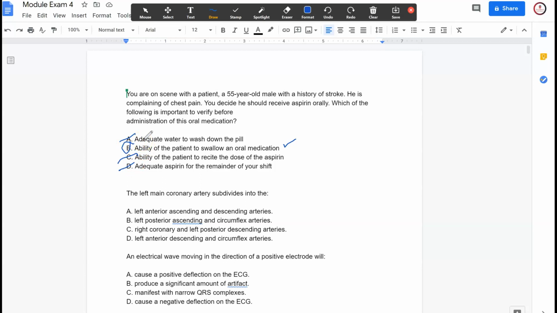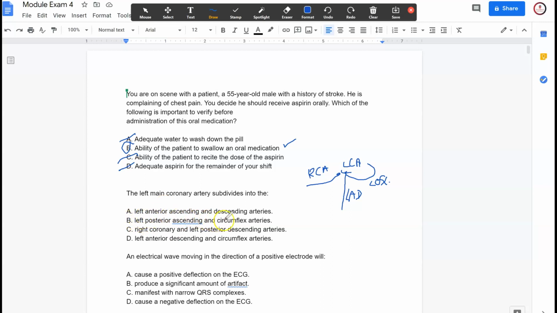Next up, left main coronary artery subdivides into. So, I don't know if you remember the heart, right? So, it goes the right coronary artery, and then you have the left coronary artery, which divides into the left anterior descending, and the circumflex, which goes around the back. So we look for that left anterior descending.